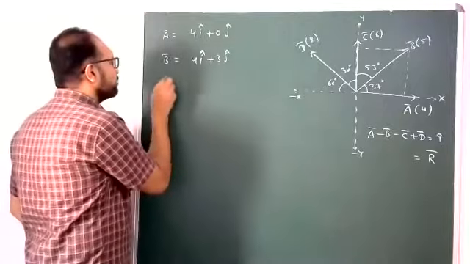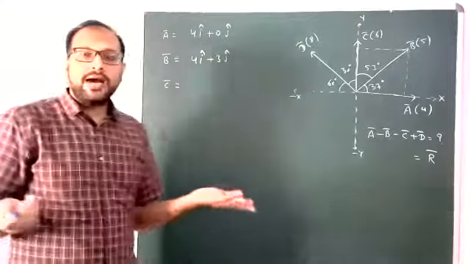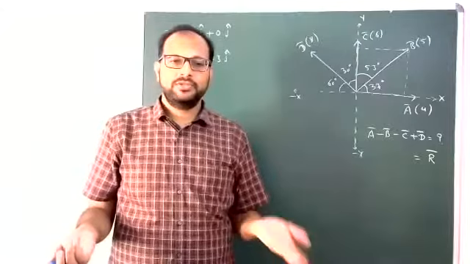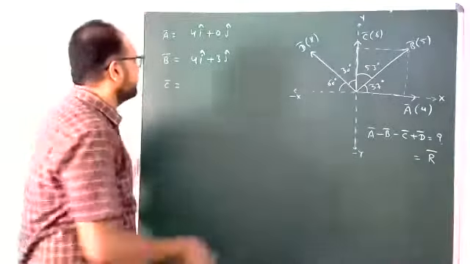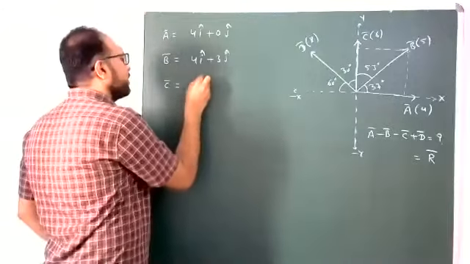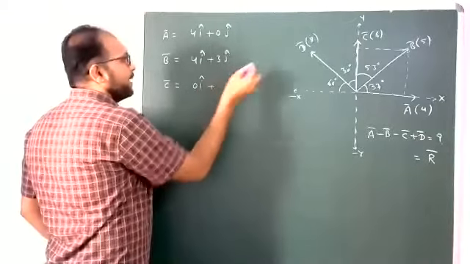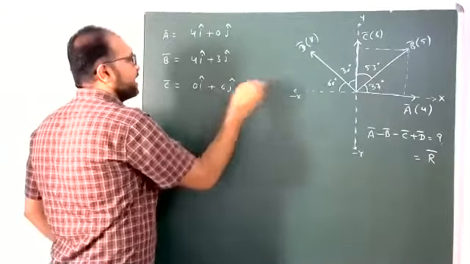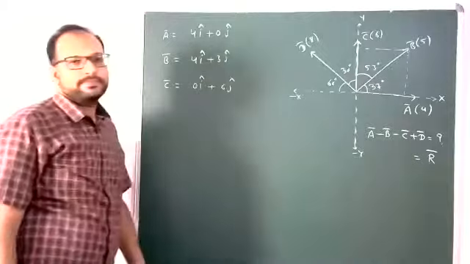Now students, come to C bar. C bar is along only the y axis, so no question of an x component. That is 0 i cap plus 6 j cap. That is the C bar.